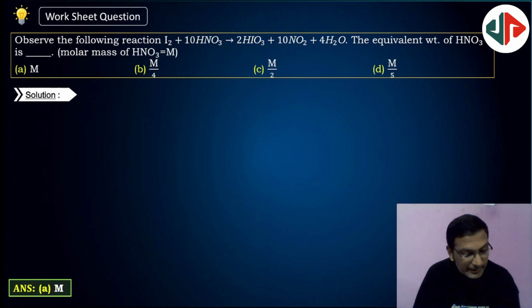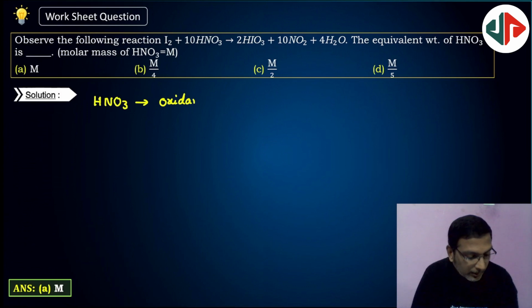Observe the following reaction. I2 plus HNO3 gives HIO3 plus NO2 plus H2O. What is the equivalent weight of HNO3? So here HNO3 is oxidizing agent or oxidant. So equivalent weight equal to molecular weight by change in oxidation state.